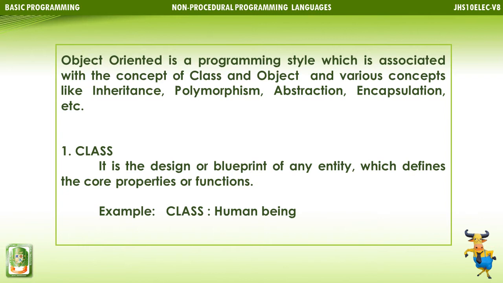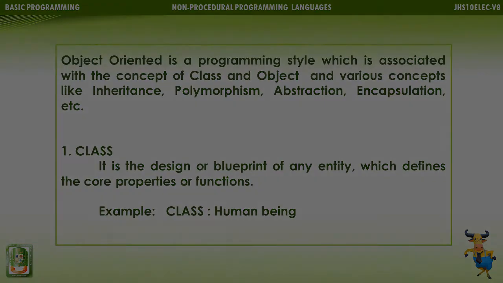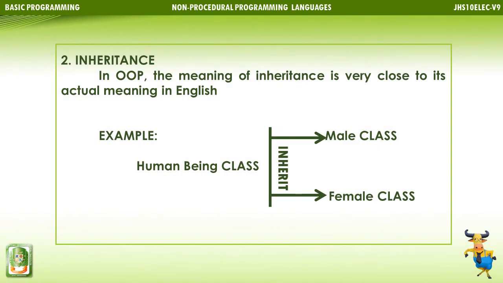Object-oriented is a programming style which is associated with the concept of class and object and various concepts like inheritance, polymorphism, abstraction, encapsulation, etc. Here are the definitions and examples. 1. Class. It is the design or blueprint of any entity, which defines the core properties or functions. Example: class human being. 2. Inheritance. The meaning of inheritance is very close to its actual meaning in English. Example: human being class is inherited by male class and female class.